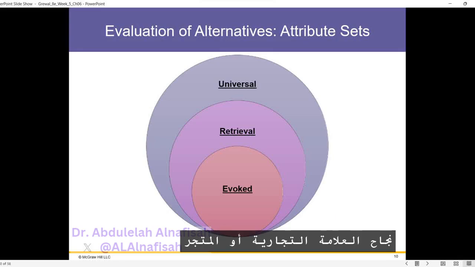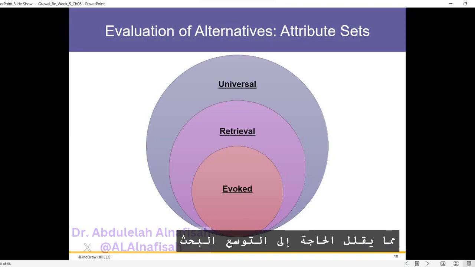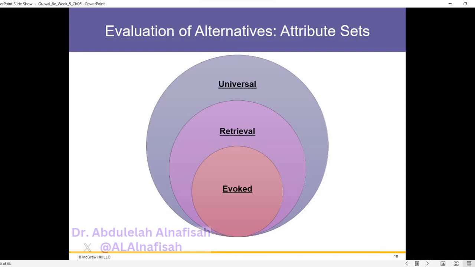If a brand or store successfully becomes part of a consumer's evoked set, it increases the likelihood of purchase. By being present in the consumer's consideration set, the brand or store becomes a prominent option, reducing the need for extensive information search and potentially shortening the decision-making process.